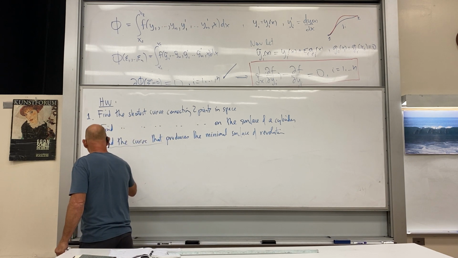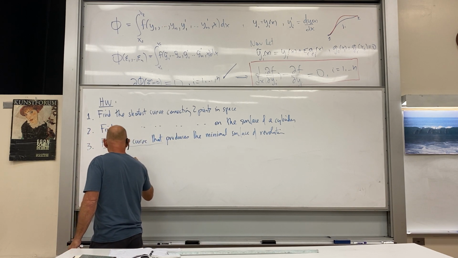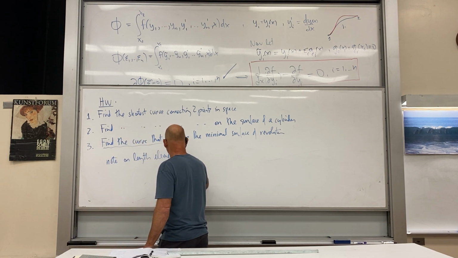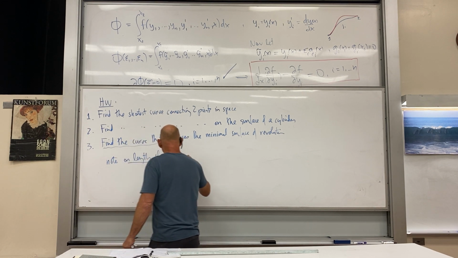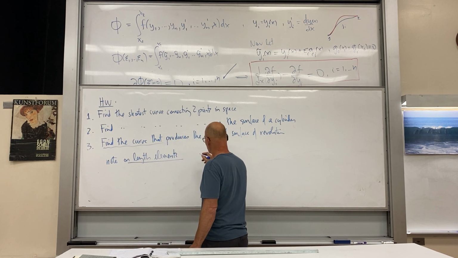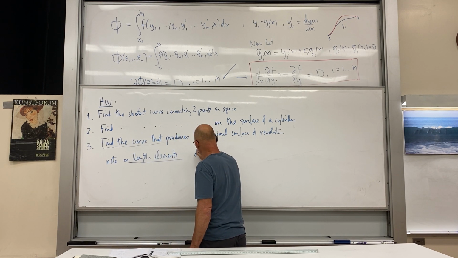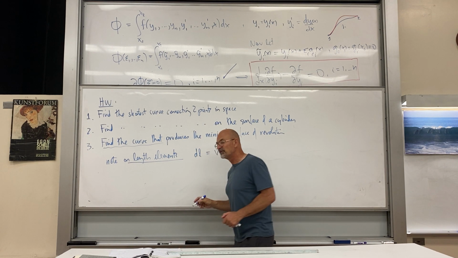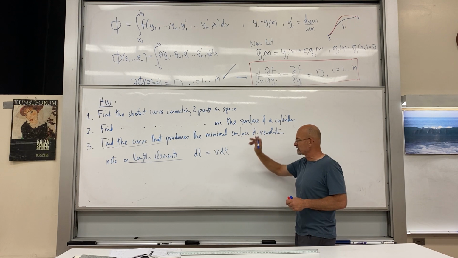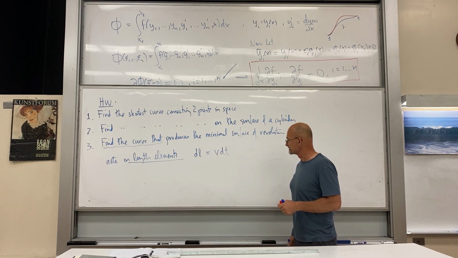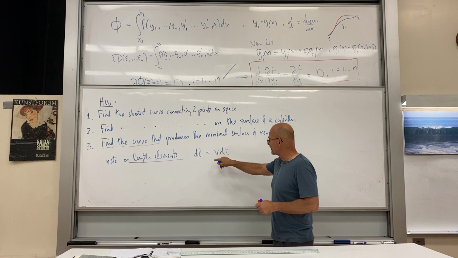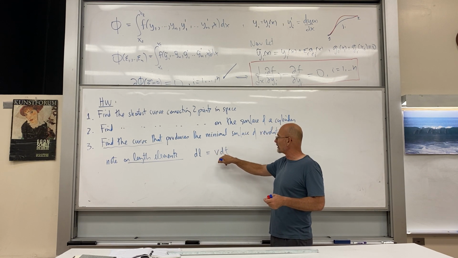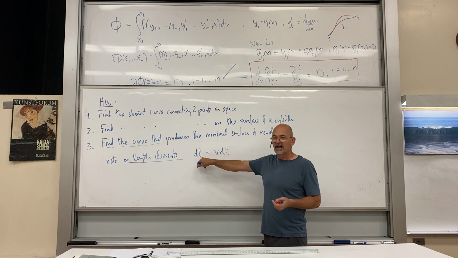Note on length elements. So we have dl is equal to v dt as physicists. Even though we're just doing geometry here, as physicists, we know that. And so if you have a set of coordinates where you can find the velocity in terms of a parameter, then that's how you can get your dl.